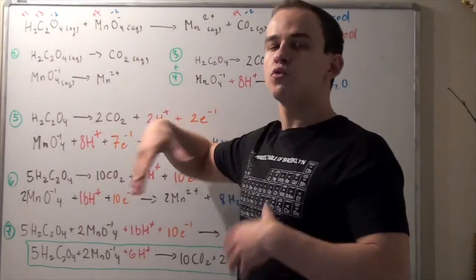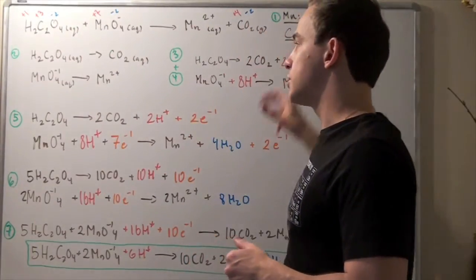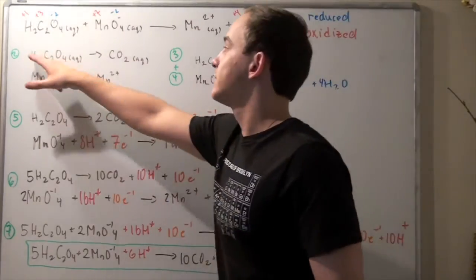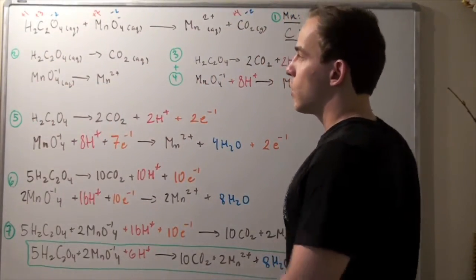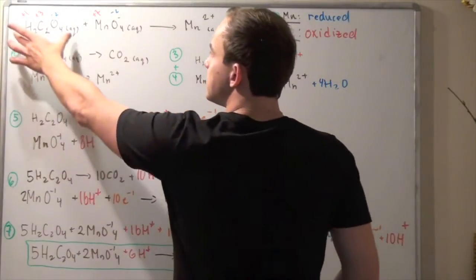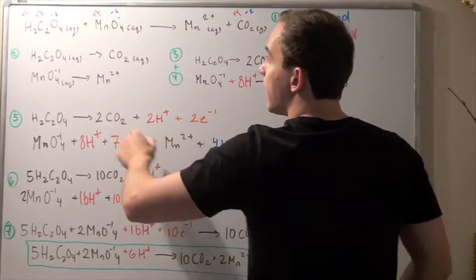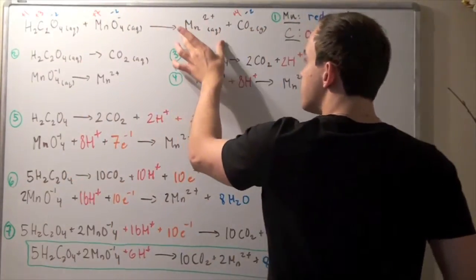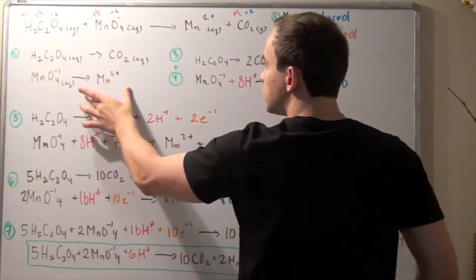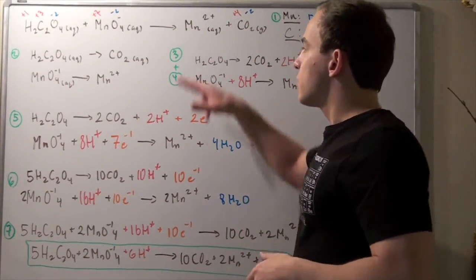In step 2, we want to write out the 2 half reactions for our unbalanced equation. So we want to write out the oxidation reaction and the reduction reaction. Oxidation basically states that this species goes to this species here, and in the reduction reaction, our ion goes to this ion. So this is our reduction reaction. Now I combine steps 3 and 4.